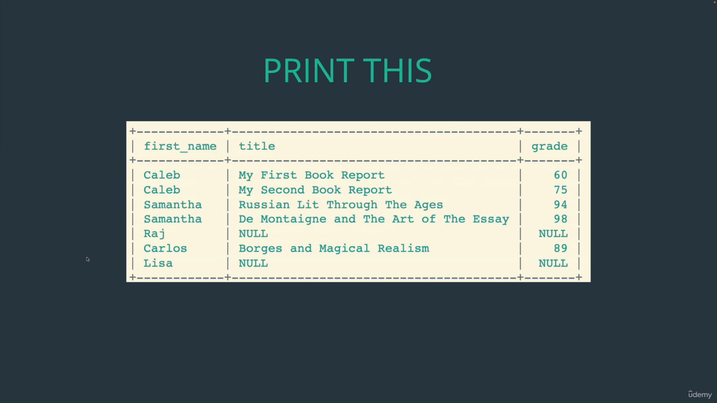Then we have this other join. In this case, we have every single student, right? Caleb, Samantha, but we also have Raj and Lisa. They don't have any corresponding papers. So this would be an example of a left join if we started with students on the left. Or it could be a right join if we had students on the right. We just want to take everything from the students table, and then any overlap from papers is great.